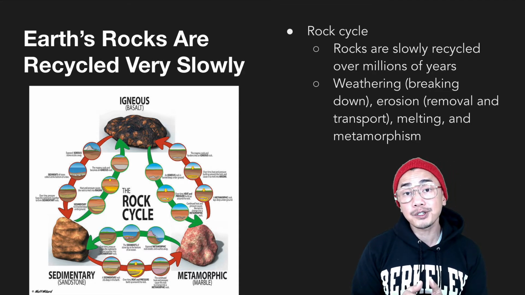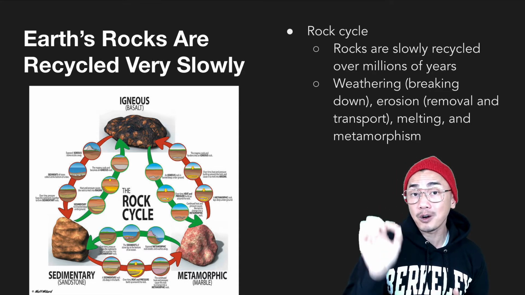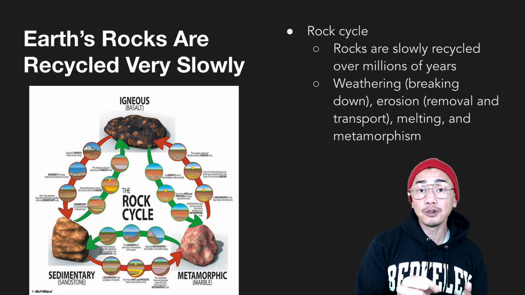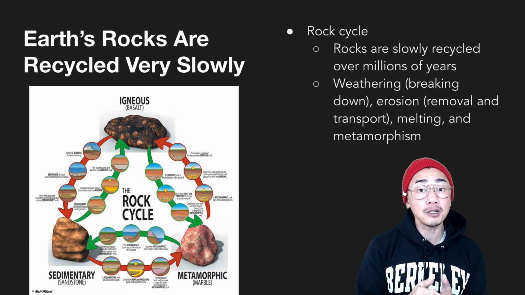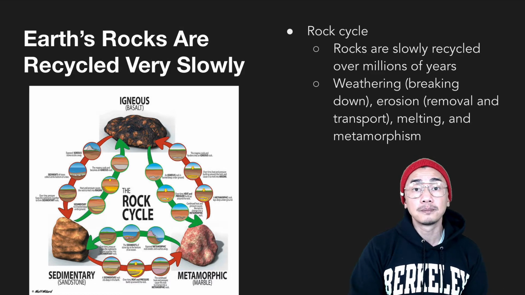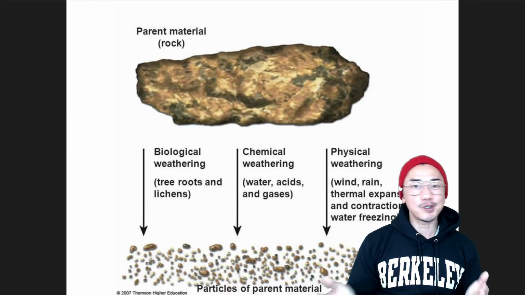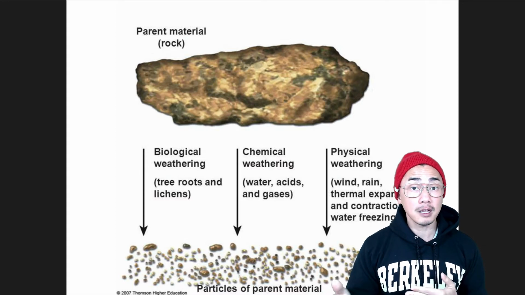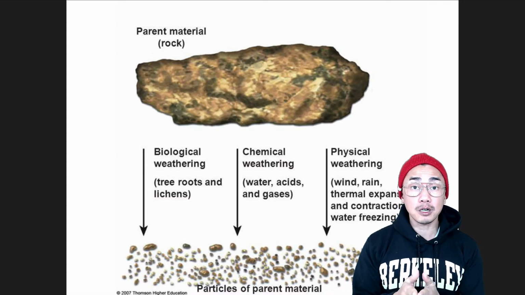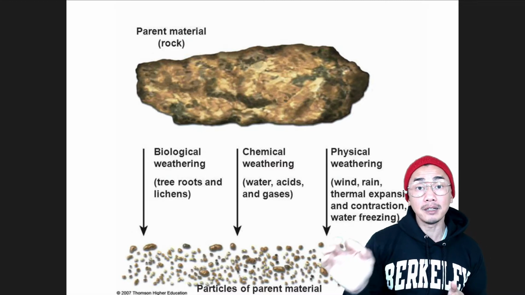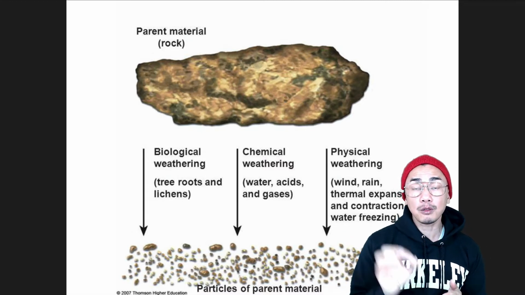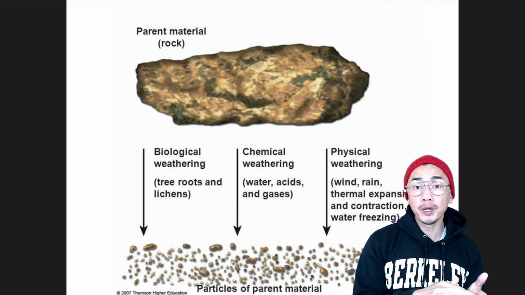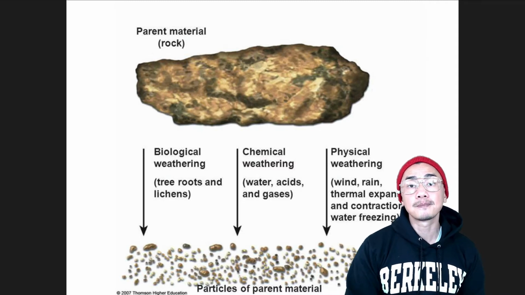Make sure you understand that weathering is the breaking down of rock, and erosion is the removal and transport of rock by things like wind and water. This diagram shows how weathering is the breaking down of rock and how weathering can occur biologically by living things, chemically through chemical reactions, and physically by things like wind, rain, and ice.